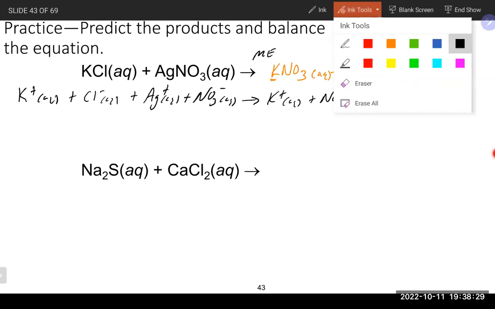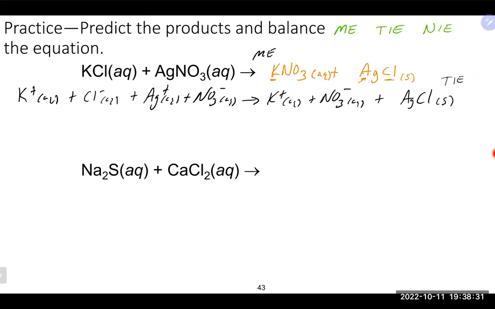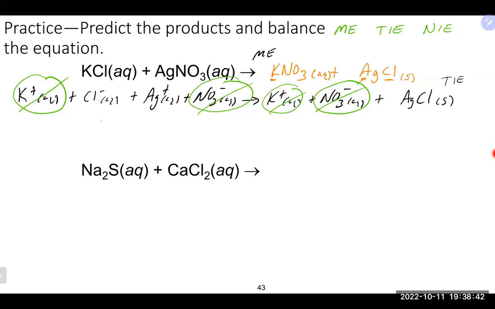Our spectator ions, looking at our total ionic equation, are going to be our potassium on both sides and our nitrate on both sides. Those are going to be our spectator ions, which we will cancel out, leaving us the silver ion, which is going to find the chloride, and that is going to form basically a white precipitate, which is known as silver chloride, and that would be our net ionic equation. Any questions on any of those three there?